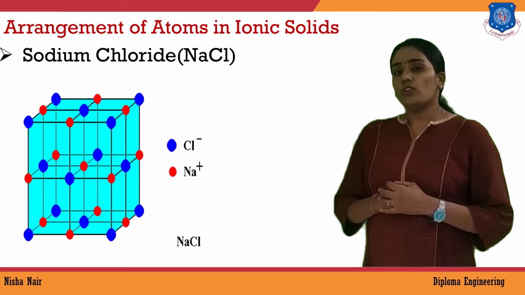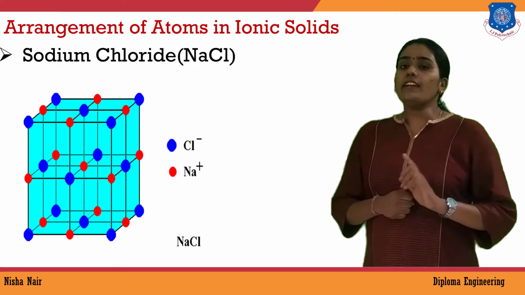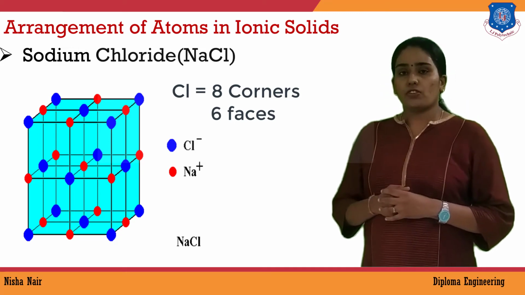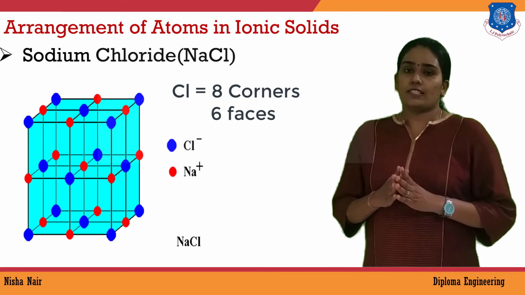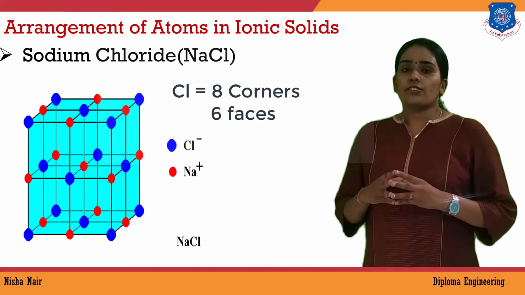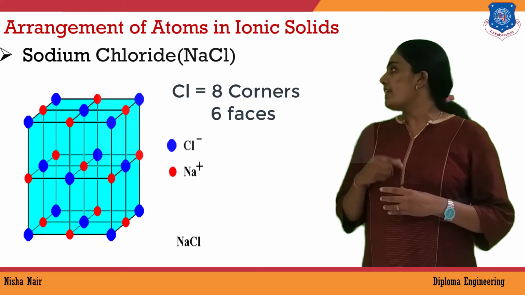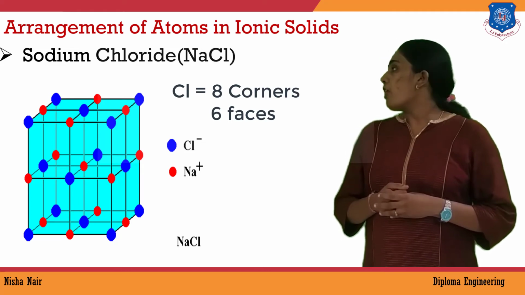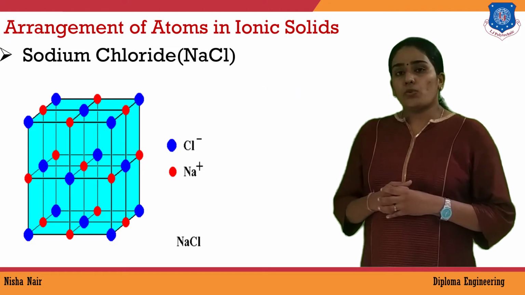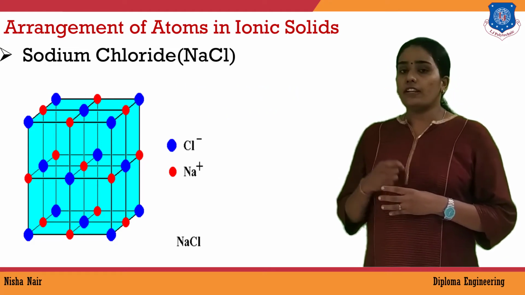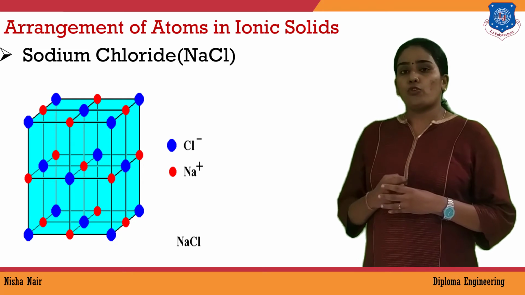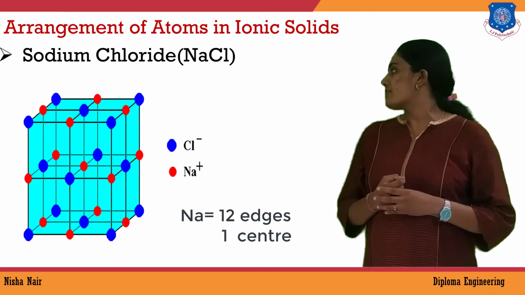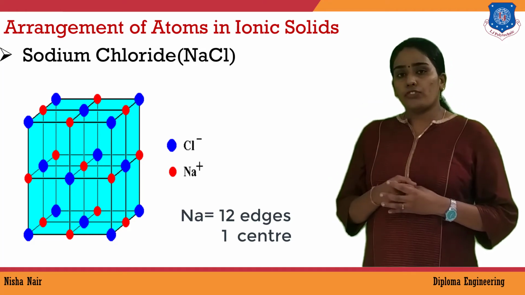Here you can see the chlorine atoms on the 8 corners of the cube structure and also on the face centers of the cube. That means sodium chloride shows an FCC structure. In the sodium chloride structure you can see the atoms on the 8 corners of the cube and also on the face center of the cube. Now the next atom is the sodium atom. The sodium atom you can see on the center of the edges of the cube. There are 12 edges, so we can see the sodium atoms on the center of the 12 edges and on the center of the cube.